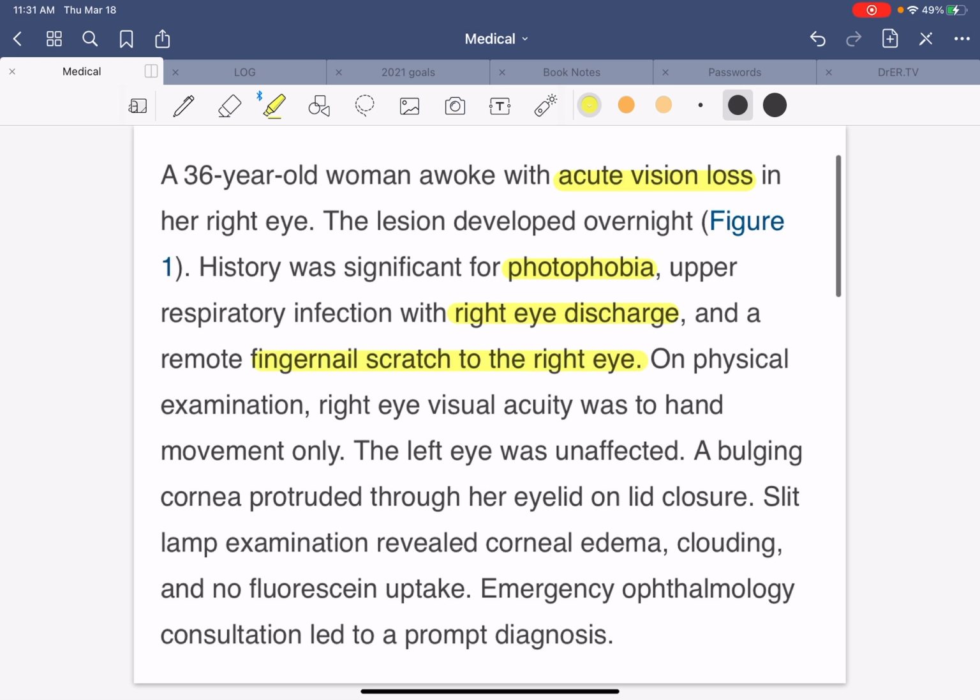Remote, what does that mean? A day, 2 days, a week? I don't know. On physical examination, the right eye visual acuity was to hand movement.